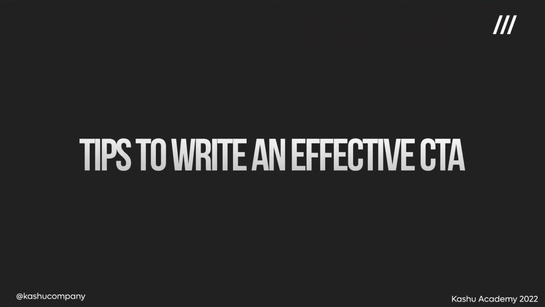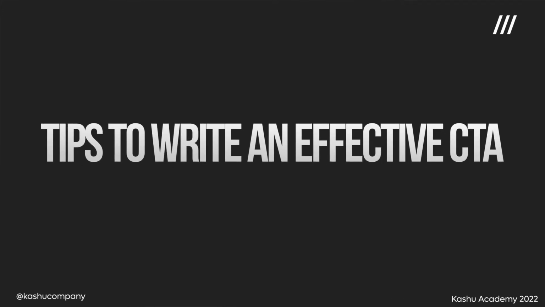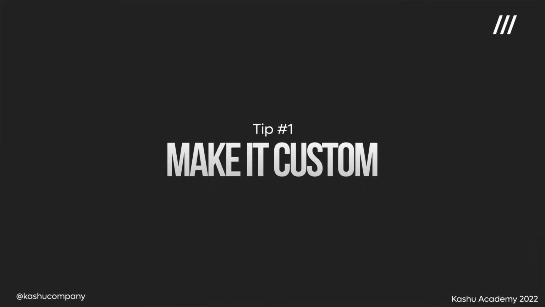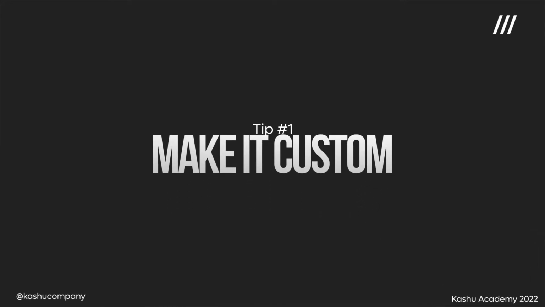CTAs might be short, but that doesn't mean they're easy to write. So here are some tips on how to craft an effective call to action. Tip number 1, make it custom. In some cases, companies try to entice people with a generic buy now or visit our website. These are fine, but those are general calls to action that can fit any topic and brand. But if you want your call to action to be really effective, you have to craft it in a way that speaks to your target audience and is in unison with your brand voice.